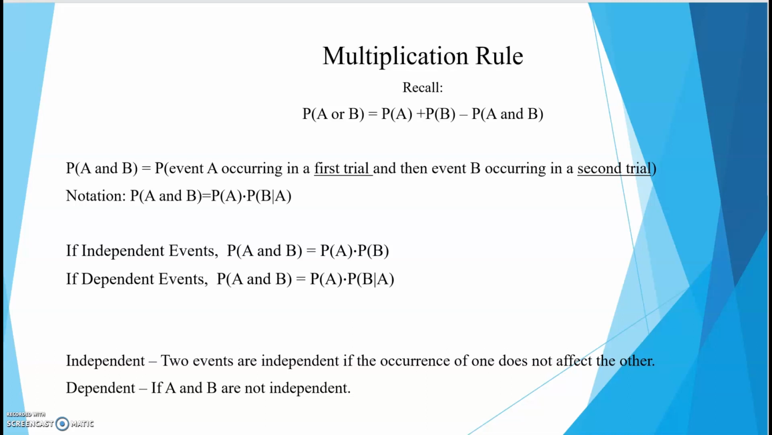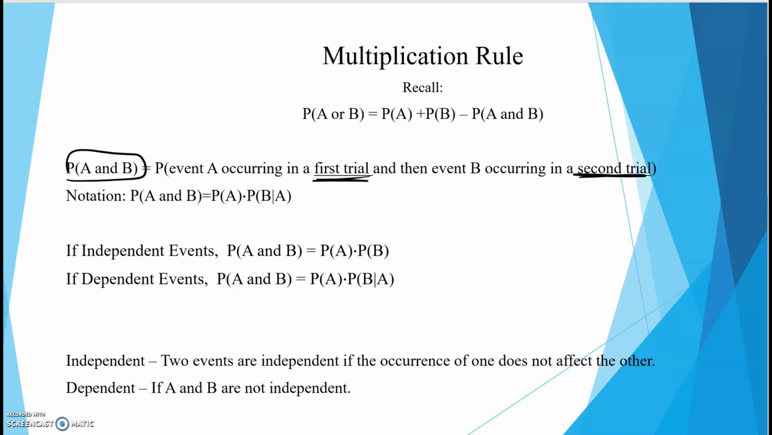Now let's look at the multiplication rule. Anytime you're going to use a multiplication rule is because you have an AND probability. So probability of A and then B, that's the same thing as saying the probability of event A occurring in the first trial and then event B occurring in the second trial.